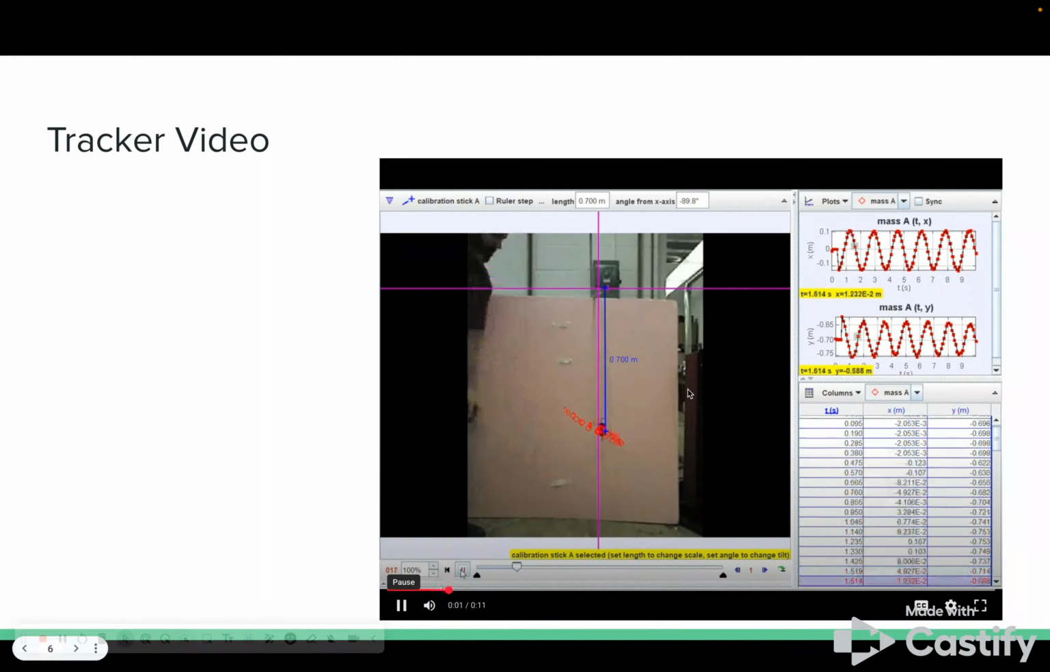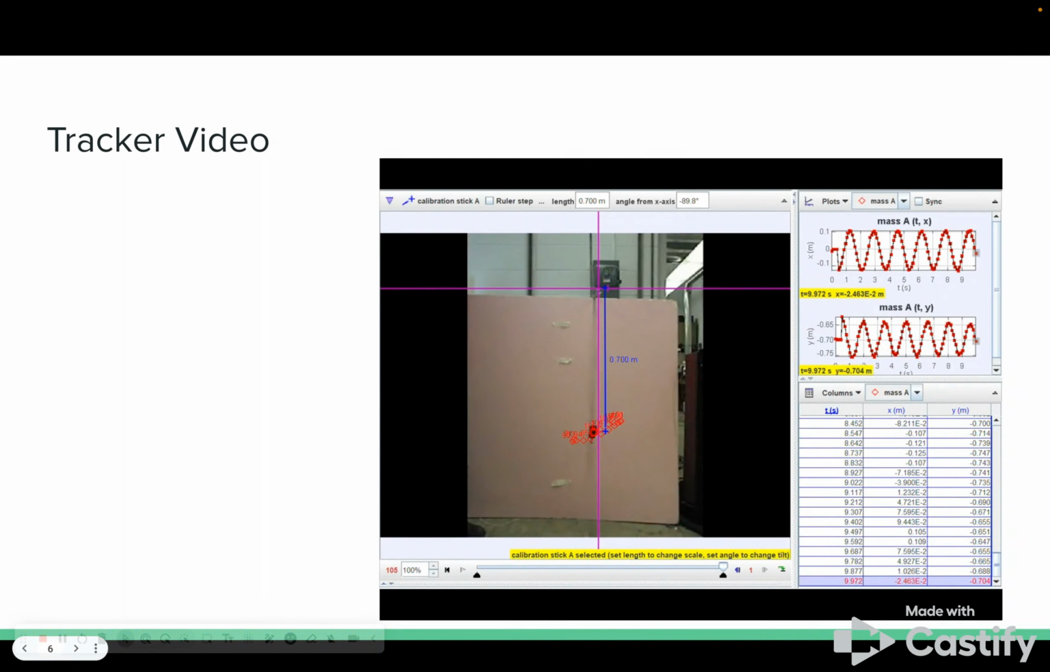Here is the tracker video. That is the mass connected to the spring as it oscillates.